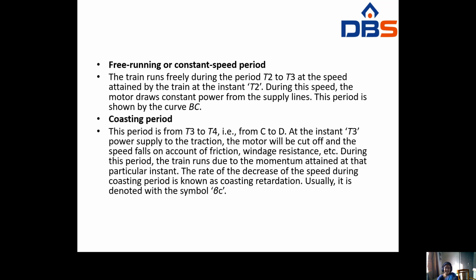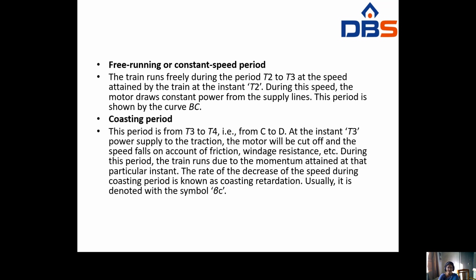At the instant T3, power supply to the traction motor will be cut off and the speed falls on account of friction and windage resistance. During this period, the train runs due to the momentum attained, and the speed decreases during this coasting period.